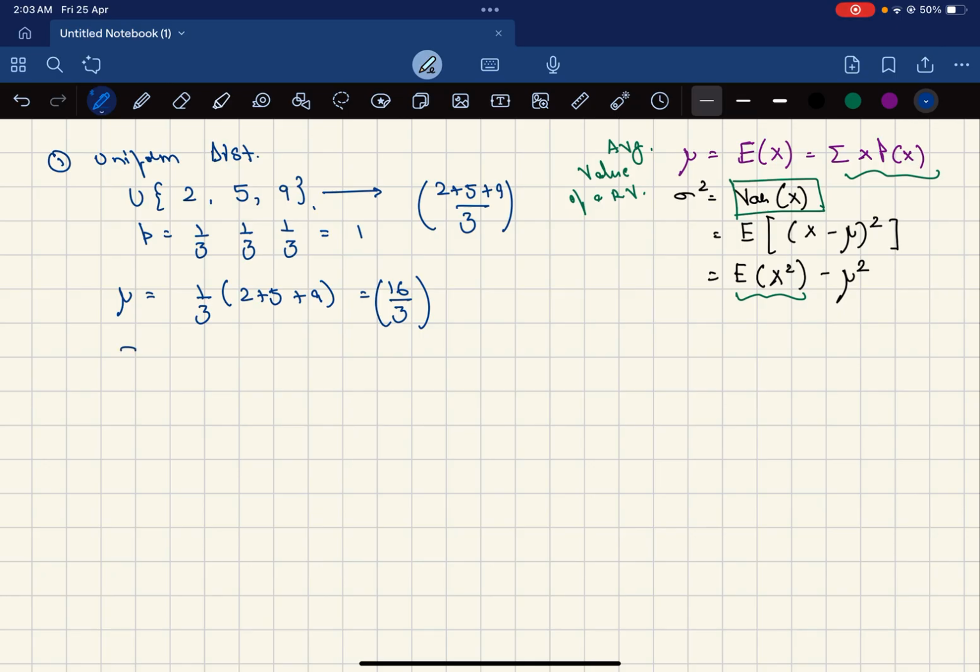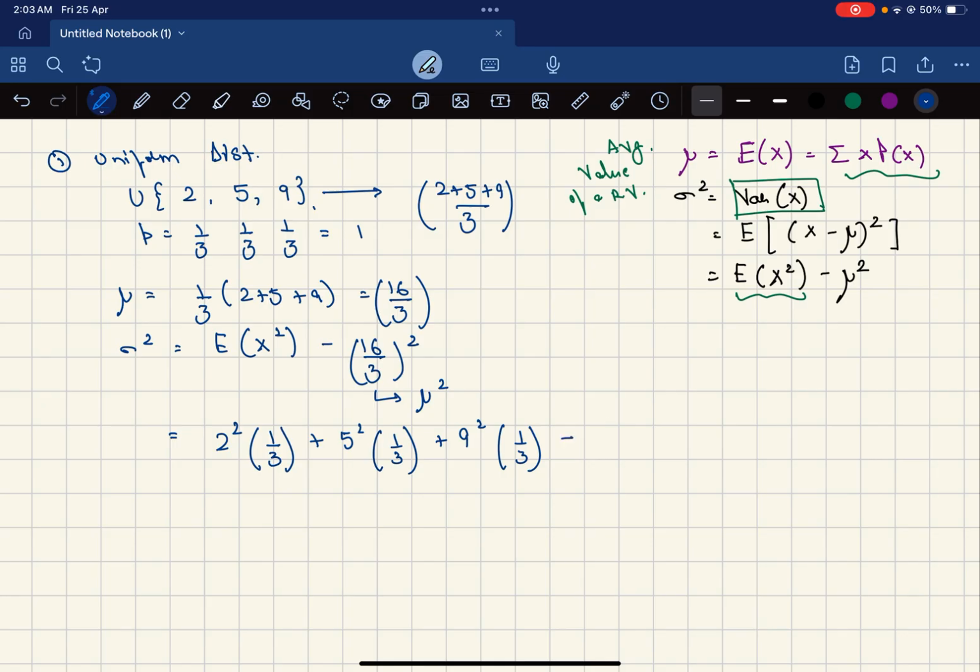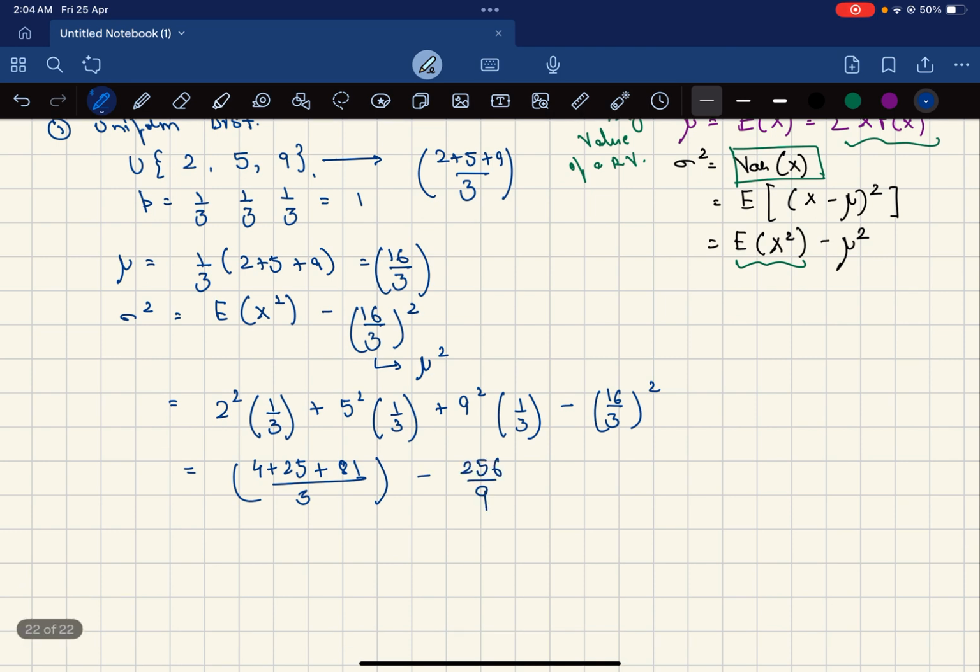Now moving ahead, we want to calculate the variance, which is computed as expected value of x square minus 16 by 3 whole square, because this is mu square. Now expected value of x square is computed as 2 square multiplied by the probability plus 5 square multiplied by the probability plus 9 square multiplied by the probability, minus 16 upon 3 whole square. So now this can be calculated as 4 plus 25 plus 81 whole divided by 3 minus 256 upon 9.